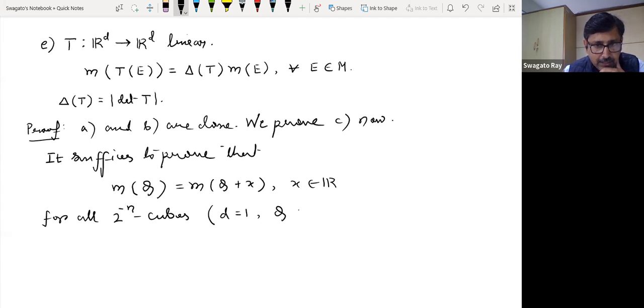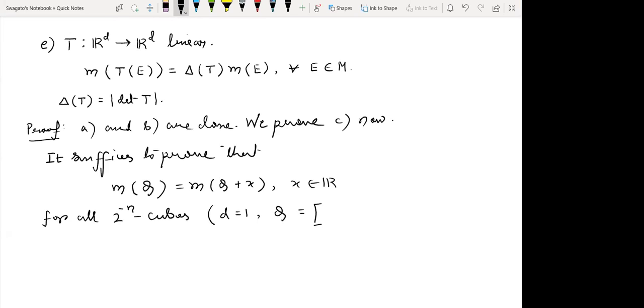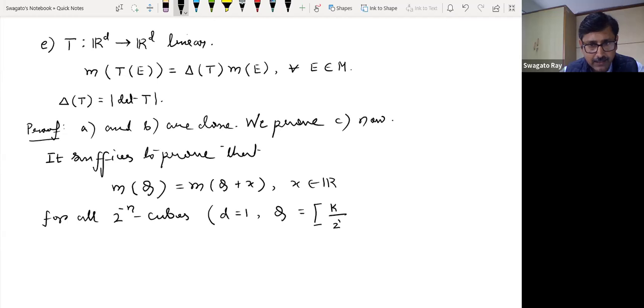Then a particular Q actually looks like, can anybody tell me what a 2 to the power minus n cube in one dimension looks like? k by 2 to the power n, comma k plus 1 by 2 to the power n. Okay. Exactly. k by 2 to the power n, then k plus 1 by 2 to the power n.